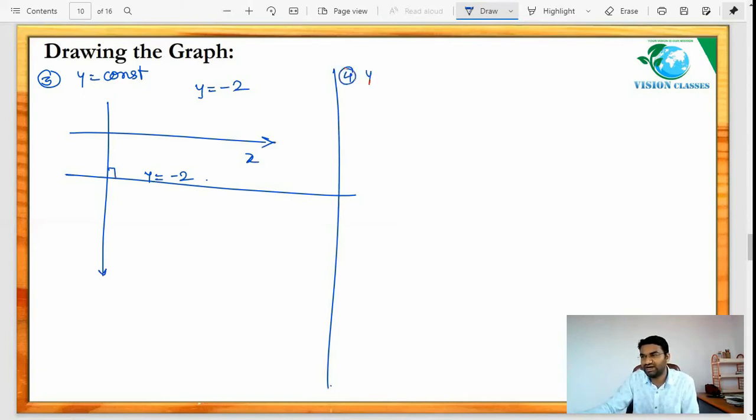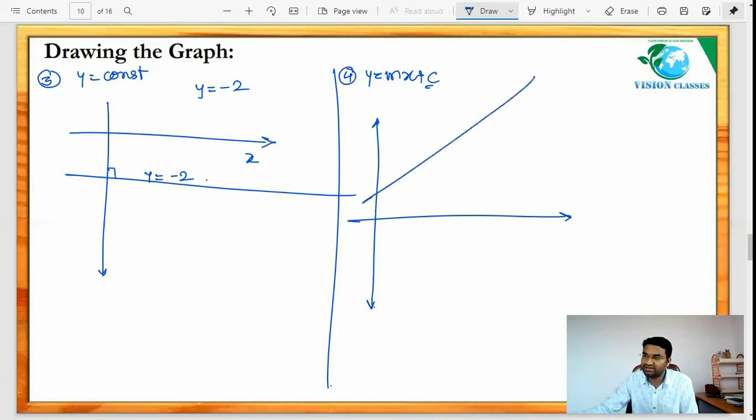Then next, the fourth type of graph is the equation in the form of y is equal to mx plus c. Here c is actually the y intersection. The y intersection might be negative, positive, anything like this. So this will be y is equal to mx plus c. Even the equation might be like this: y is equal to mx plus c.